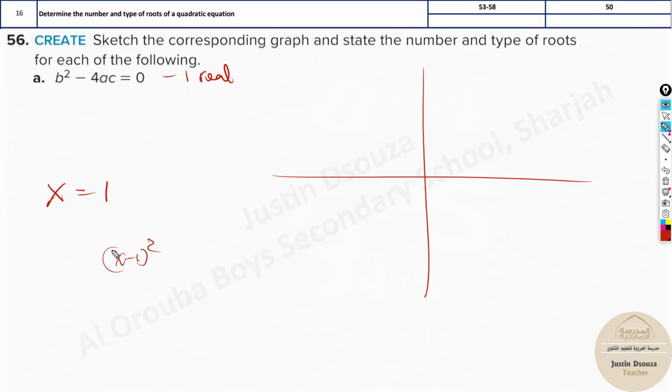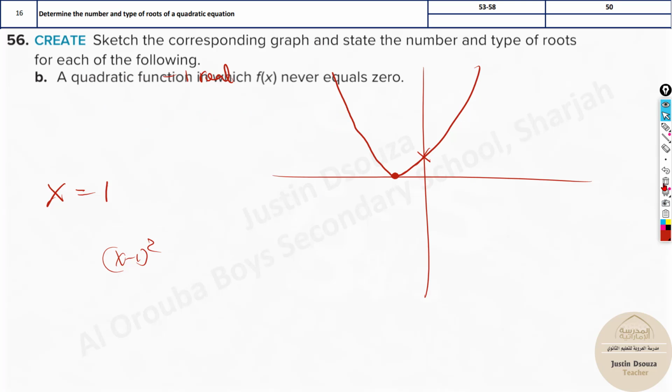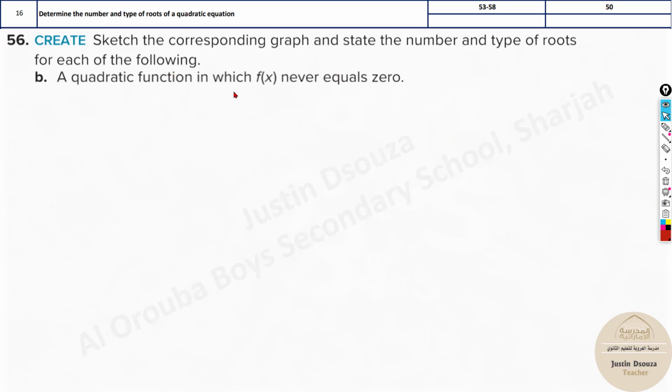Such problems. Here what happens is the graph will only touch the axis at one point, one solution, and then goes. Don't think the y-axis is a solution. This is not a solution. Only at the x-axis, the x-intercept is the solution, the zeros. Now when it touches only one point, it's only one solution. This is the graph. It touches only once. That's the concept. Now, what about a quadratic function in which f of x never equals 0?